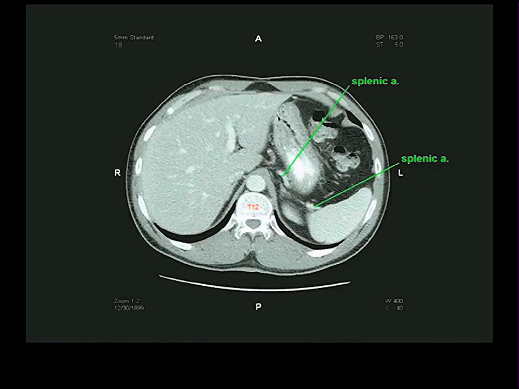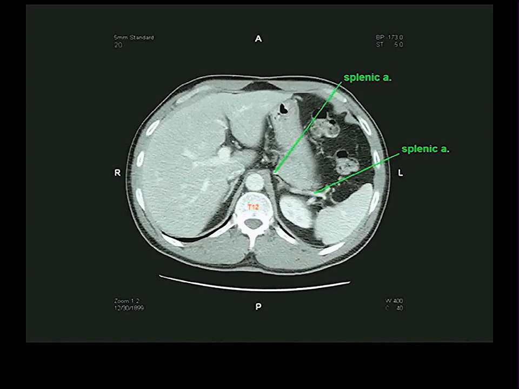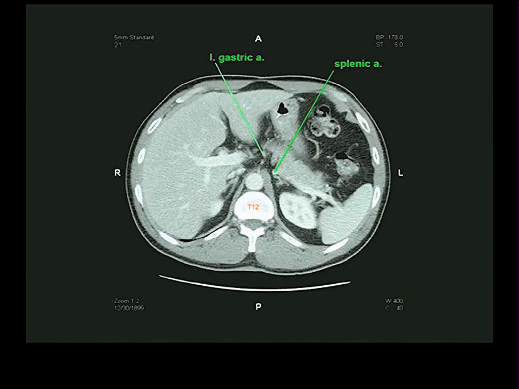So here's the splenic artery, go down one level. Here's a bit of the splenic artery, a bit of the splenic artery, go down one level. And now, sorry, again, I think that's splenic artery anyway, still. But here I start to see pancreas. So now when I start to see a nice good chunk of pancreas, I'm already inferior to the splenic artery because the splenic artery runs along its upper border.